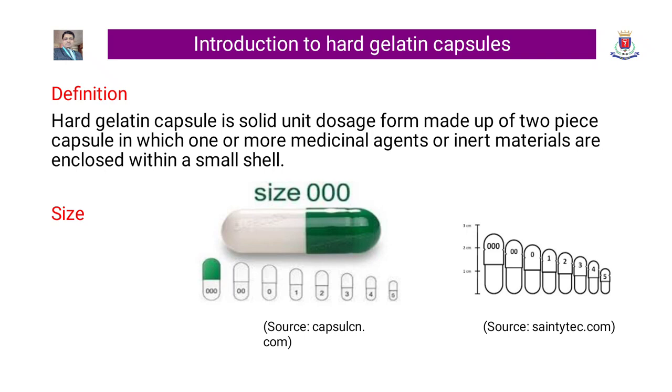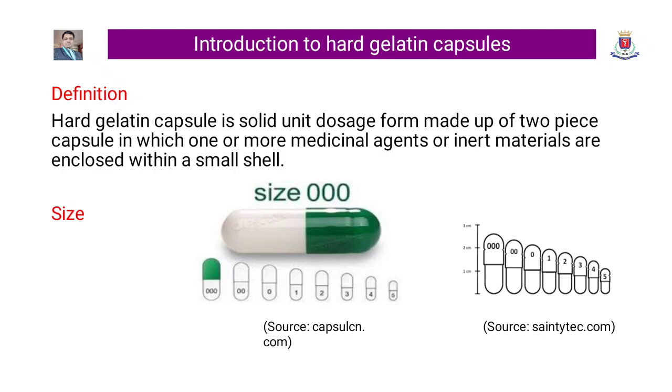Definition: hard gelatin capsule is solid unit dosage form made up of two-piece capsule in which one or more medicinal agents or inert materials are enclosed within a small shell. From definition, it is very clear that hard gelatin capsule is made up of two parts. One is cap and other is body. The medicinal agents are filled into body and then locked by cap.